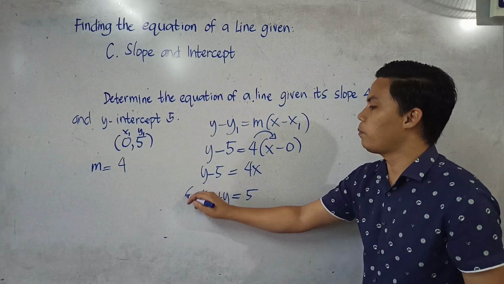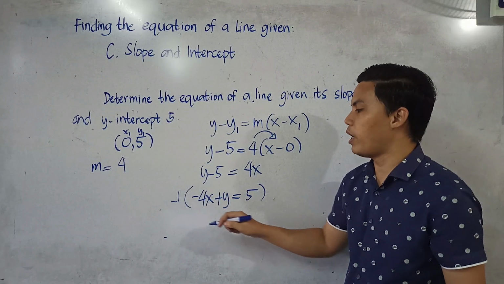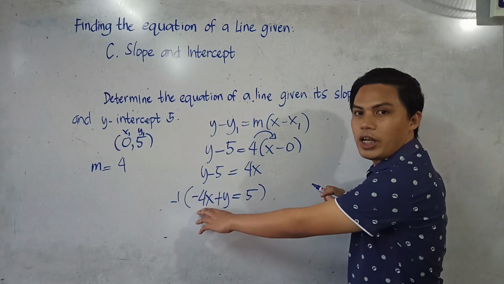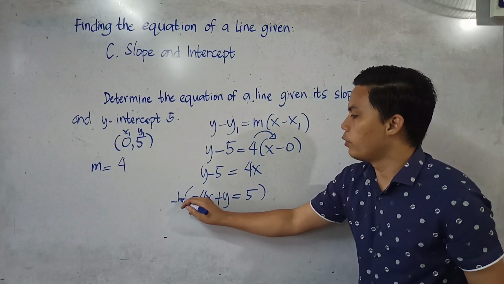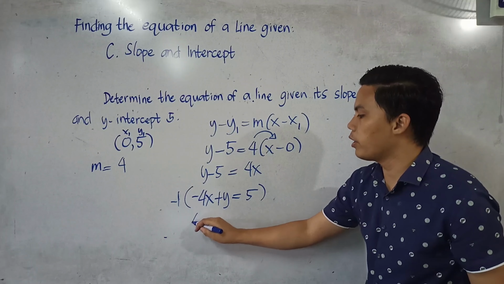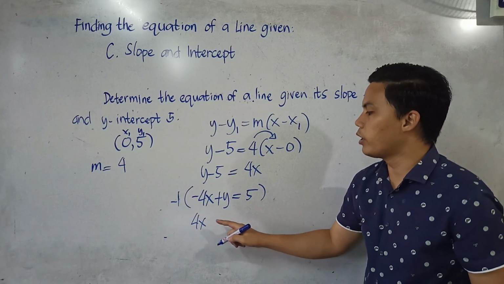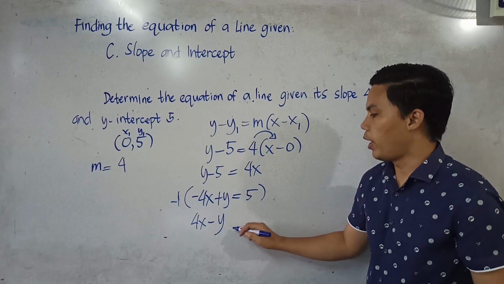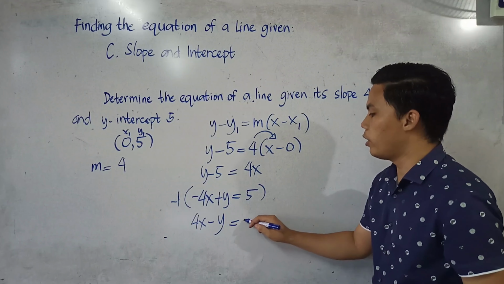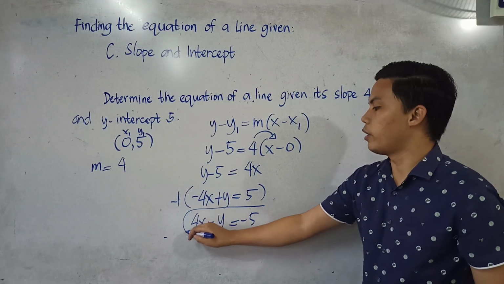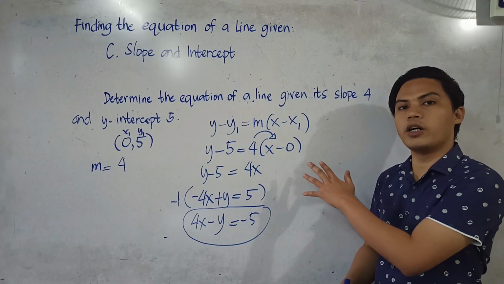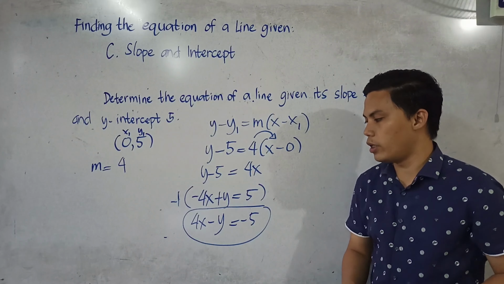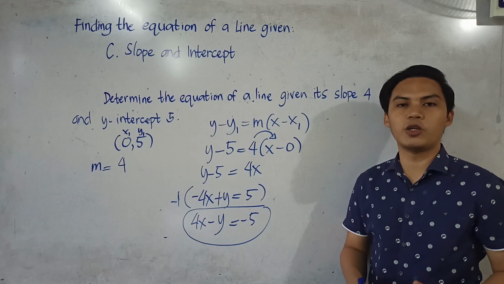So, multiply the whole equation by negative 1 para matanggal natin yung numerical coefficient ni x na negative. So, negative 1 times negative 4x, that is positive 4x. Negative times positive y, that is negative y. And 5 times negative 1 is of course equal to negative 5. Therefore, the equation of this particular line is 4x minus y is equal to negative 5. Now it's your turn. Try to answer the following questions.